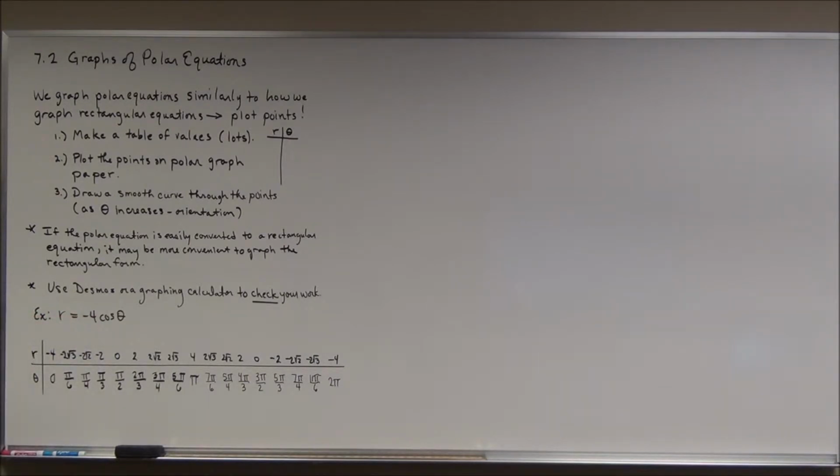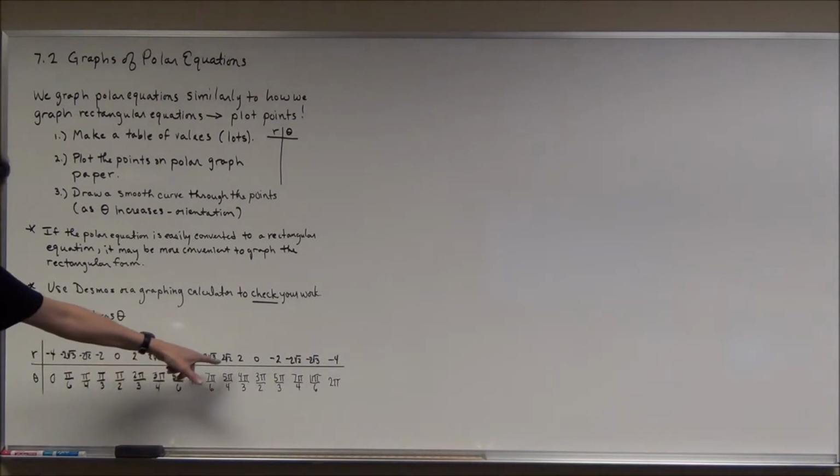For example, if I just do a simple one, if I take pi, put pi in here, the cosine of pi is negative 1. Negative 4 times negative 1 gives me an r value of positive 4. Remember, if the r is negative, we're going to go in the exact opposite direction that the angle tells us. So now we're ready to graph some points. And as you'll see, there are patterns. I mean, even if you just look at these numbers, there are patterns.